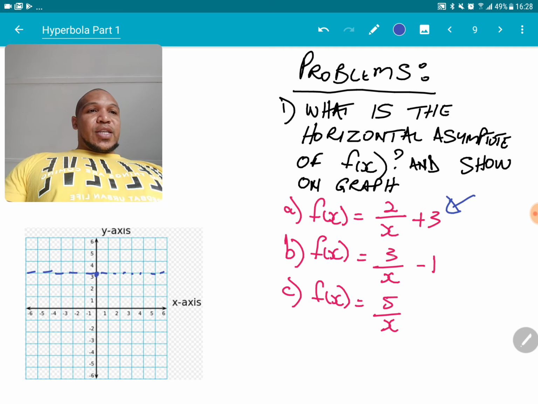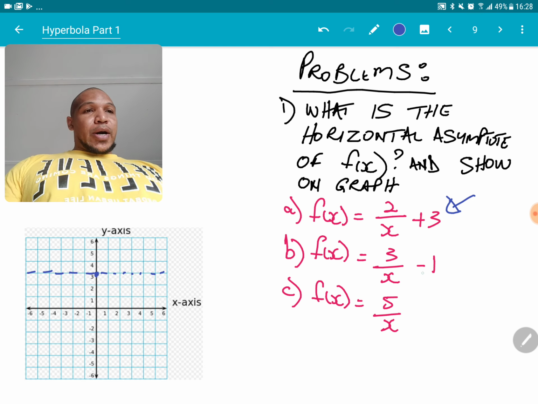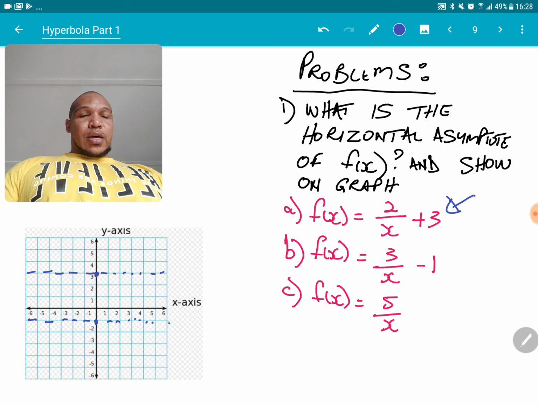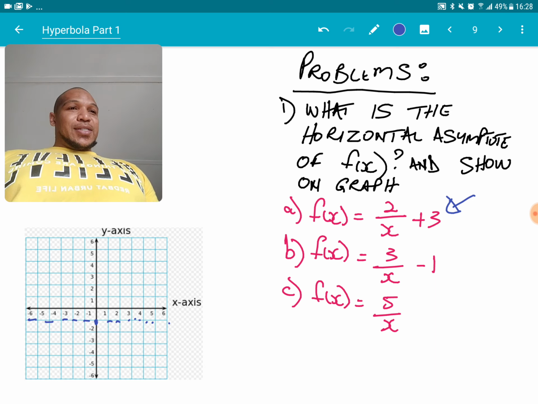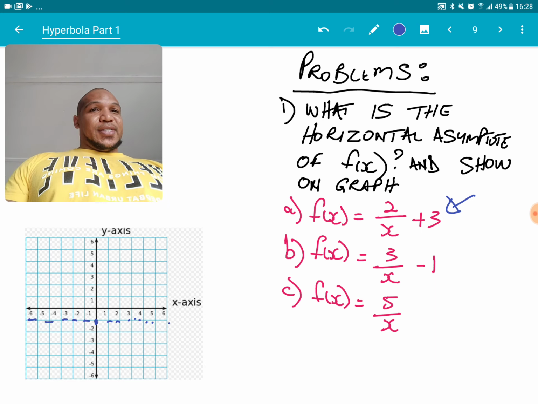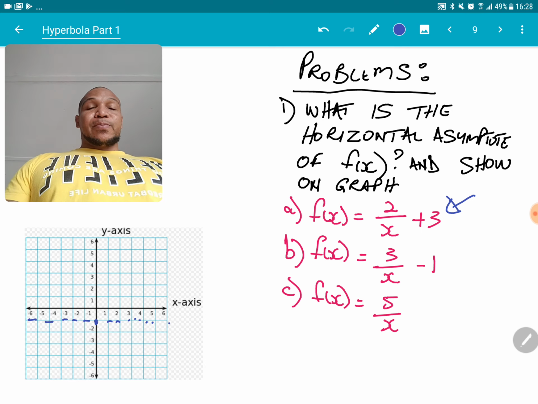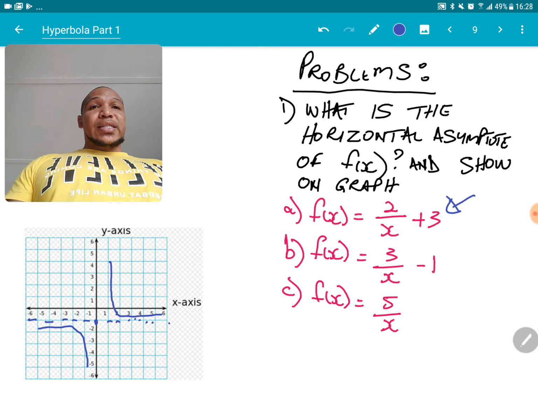B, f of x is 3 over x minus 1. My q is minus 1. So I'll just put the negative 1 there and just draw the line there. For this one, A will be positive. So where will it lie? In quadrant 1 and quadrant 3. And that's how easy it is.